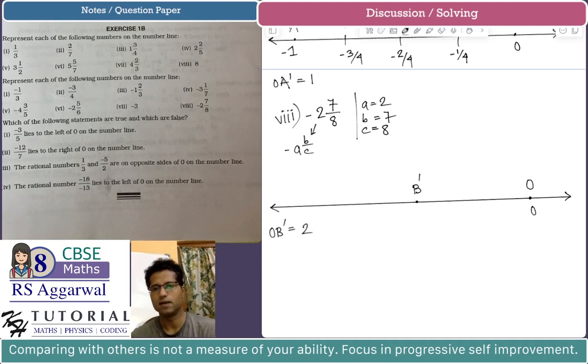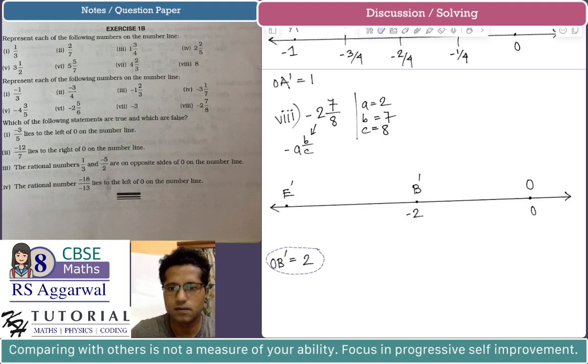Why 2? Because the whole part in the given rational number, which is a mixed fraction minus 2 and 7 by 8, is 2. That is why we first mark the point B dash on the number line, at distance 2 from the origin O towards the left hand side. So B dash definitely represents the integer minus 2. Now we take a point, let's say E dash, at a unit distance from B dash to the left hand side. So this E dash will represent the integer minus 3.